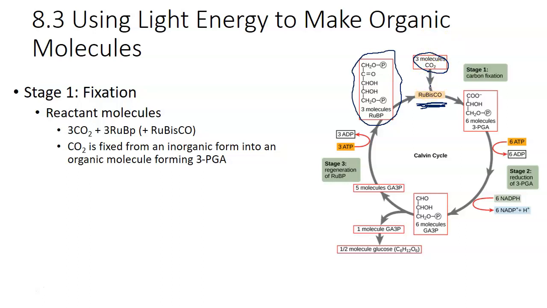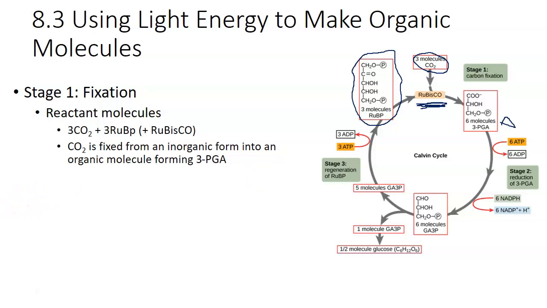So the first thing that's going to happen is this Rubisco, this enzyme, is going to catalyze the reaction between carbon dioxide and RuBP. So again, that's the first stage here, carbon fixation. And at the end of that, we're going to have 6 molecules of 3-PGA. Okay?